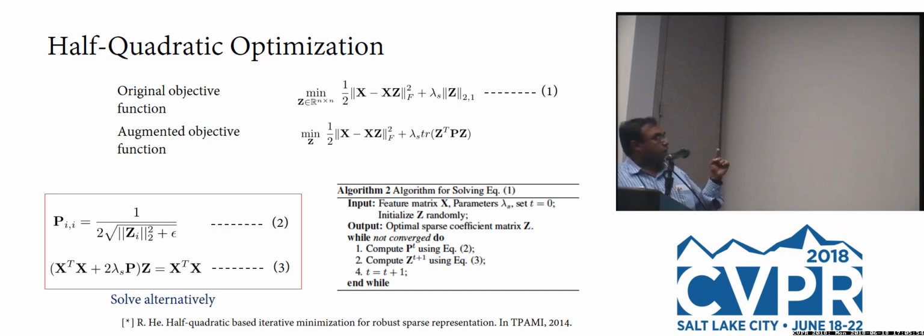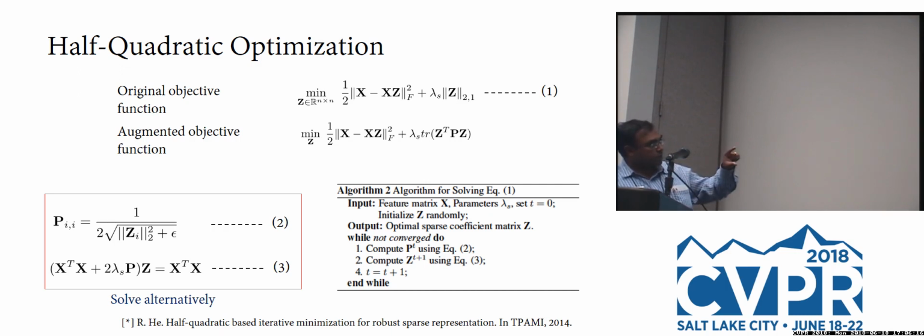Okay, first of all, you have the original objective function. So if, let's say, we take this simplified function, you augment that optimization function. This is an augmented optimization objective function. And this P is determined by a term that is designed like this. And then we alternately optimize between these two terms.